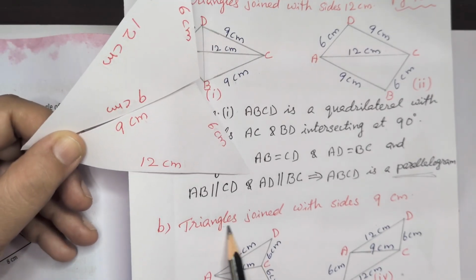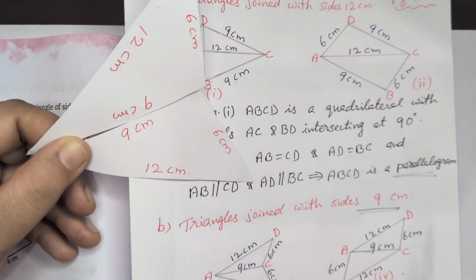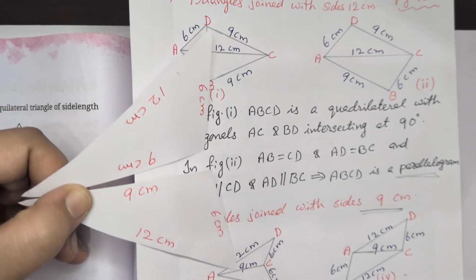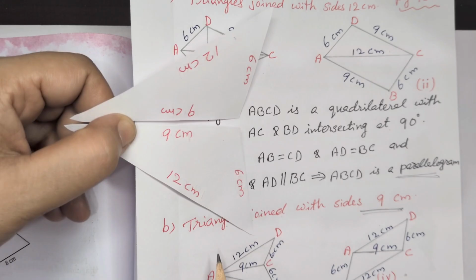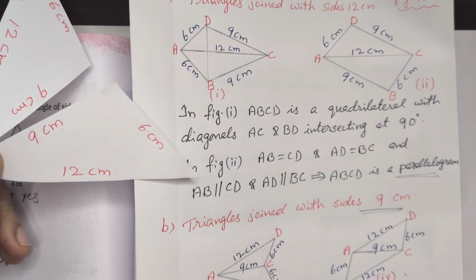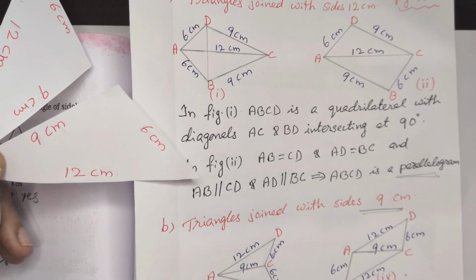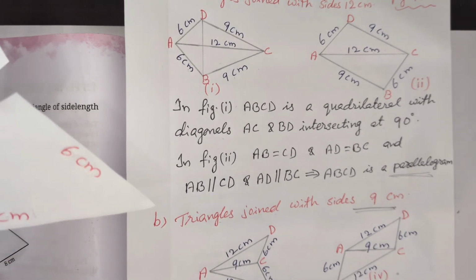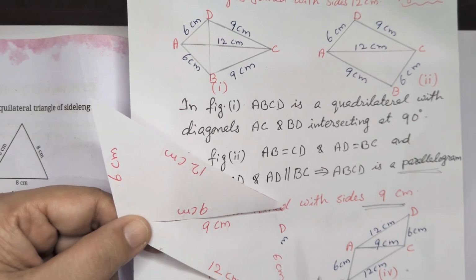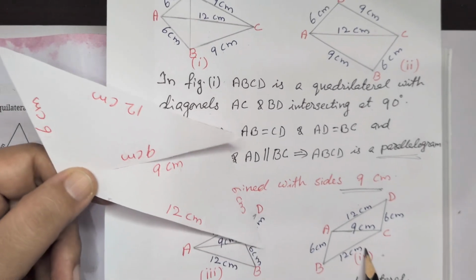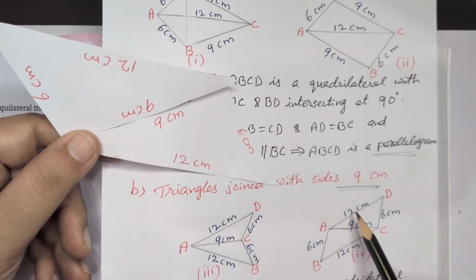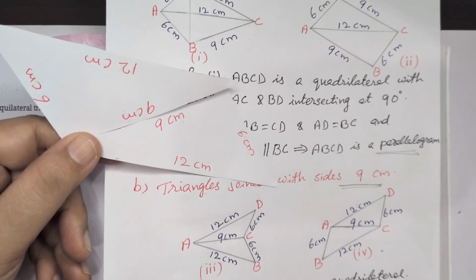Now when the triangle is joined with the side 9 centimeter, so now we are considering the 9 centimeter side, you will get this shape. Here we can see 9 centimeter, this 6 centimeter, 12 centimeter. So all sides are different. ABCD is just a quadrilateral. Now again, when we join this way with 9 centimeter, we will get this figure. Here we can see that opposite sides are equal and parallel. So that will be a parallelogram.